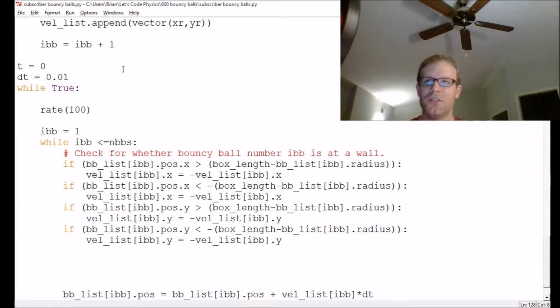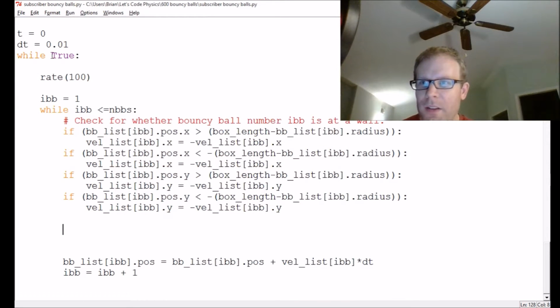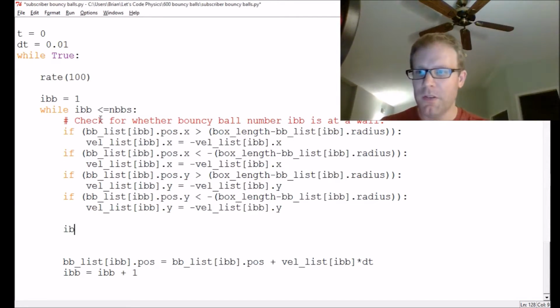So I'm going to go back over to our code. I've come down here to the while loop where we are iterating the motion and checking on the motion, updating the motion of each of the bouncy balls. So what we're going to do now is run a check on whether the current bouncy ball being considered, iBB, runs into any other bouncy balls. So we're going to define a new counter called iBB2, and it's going to start at iBB plus 1.